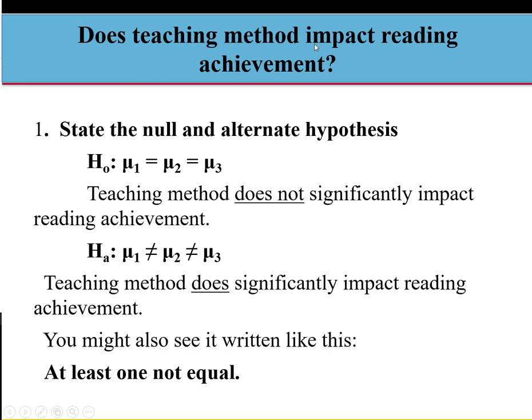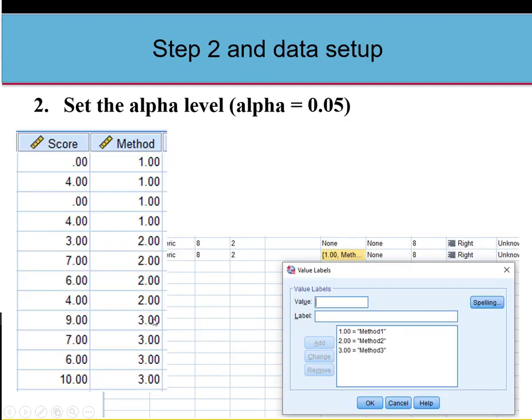So does teaching method impact reading achievement? The null and the alternative hypothesis are like this. The null is mean of 1 is equal to the mean of 2 and the mean of 3, but we're going to just use words. Teaching method does not significantly impact reading achievement. And the alternate is that teaching method does significantly impact reading achievement. You might also see this written as at least 1 not equal. So we have the data set up. We have our scores. So we had 0, 4, 0, 4, 3, 7, 6, 4, and that was group 1, so I coded them group 1.